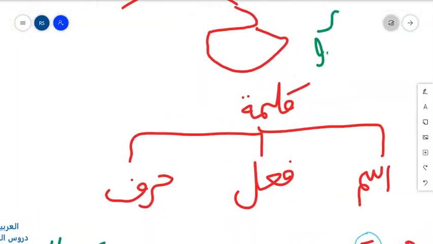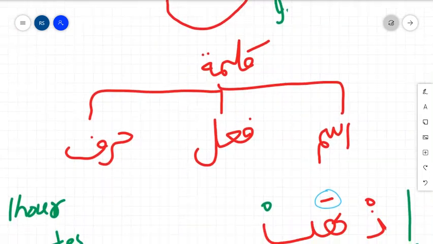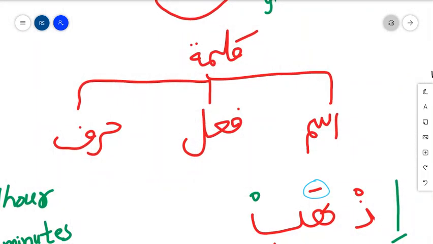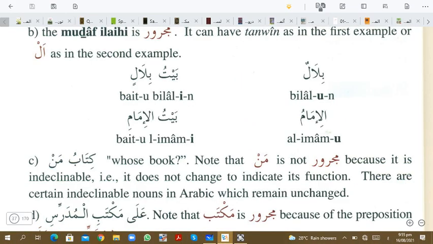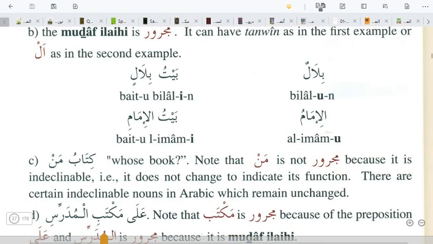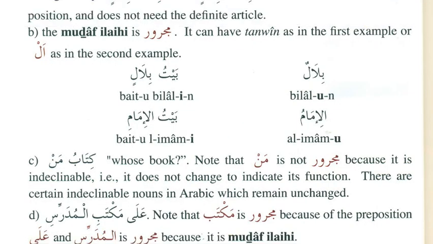Then here you have learned the basic classification of kalima, in which kalima has three types: ism, fail and harf. Ism includes noun, pronouns, adverb like this, adjectives also. Fail means verb, harf means preposition, conjunction, interjections. So here he is telling you that the word man is mabni and it is in the category of harf, so it does not follow that rule of majrur, it will remain the same.